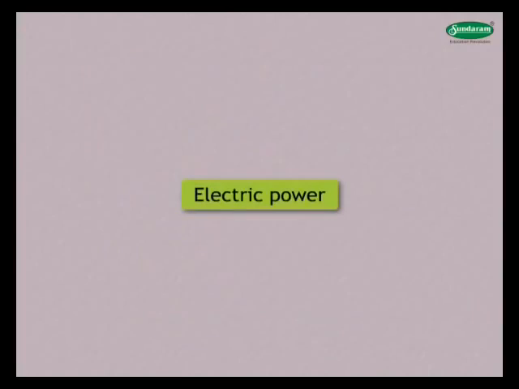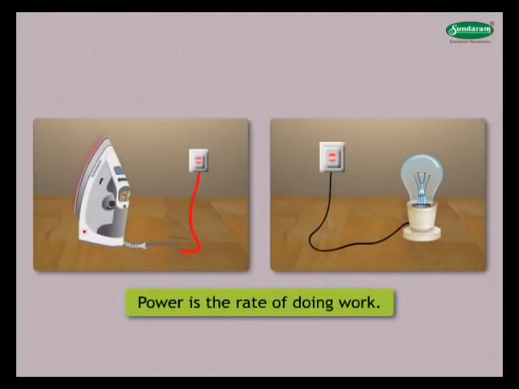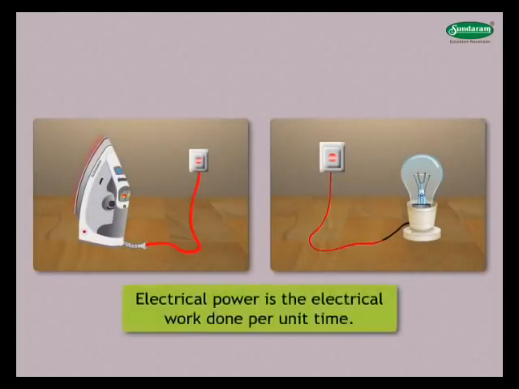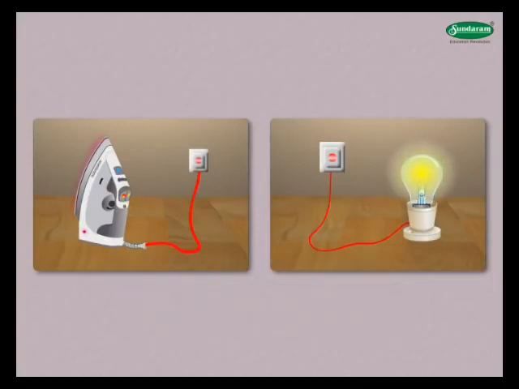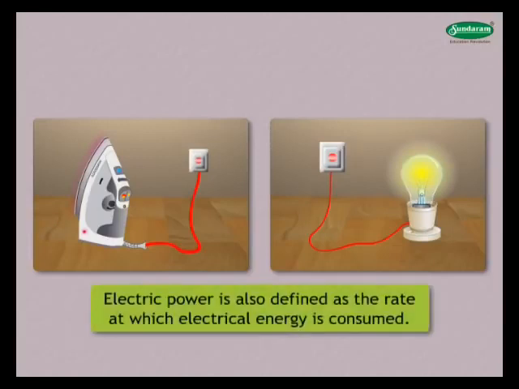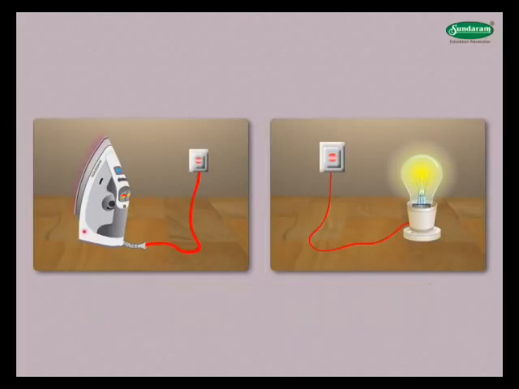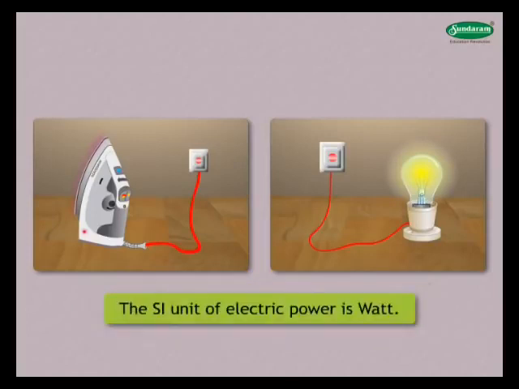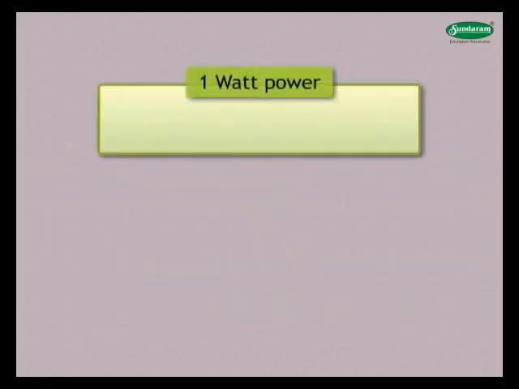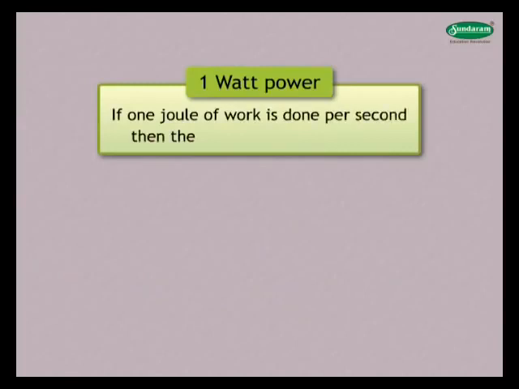Let us move to the next topic, electric power. Power is the rate of doing work. Similarly, electrical power is the electrical work done per unit time. Electric power is also defined as the rate at which electrical energy is consumed. The SI unit of electric power is watt. 1 watt power: if 1 joule of work is done per second, then the electric power is 1 watt.